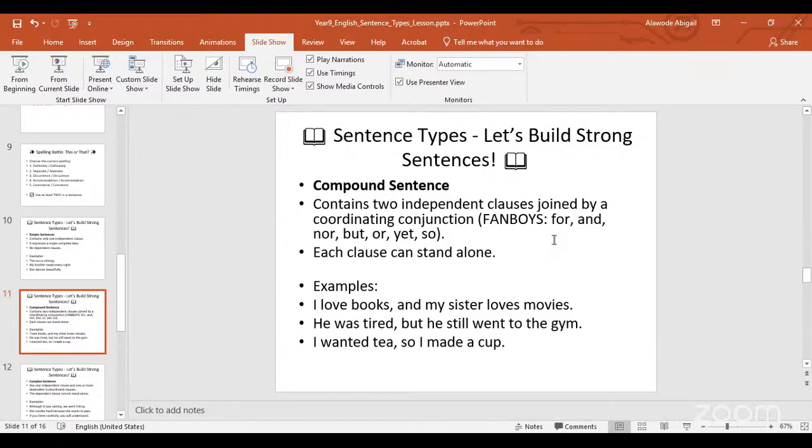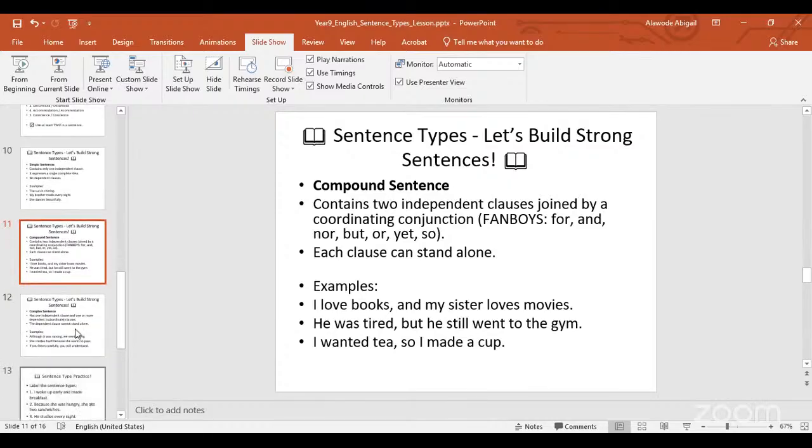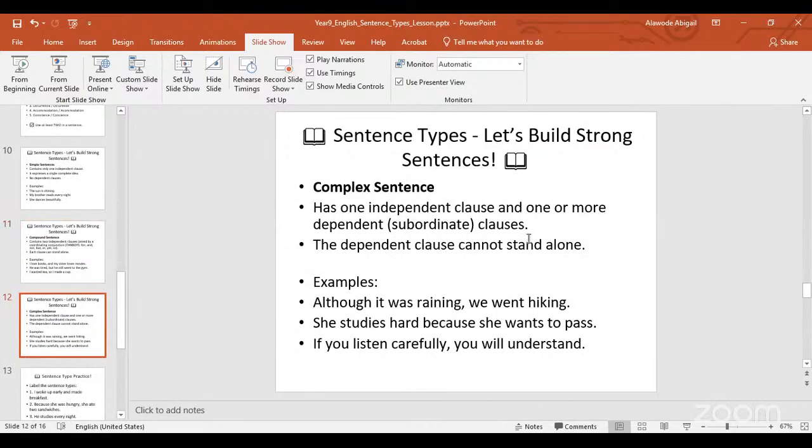So this is a compound sentence, pretty straightforward as well. Two independent clauses joined by fanboys. That's very easy to remember. So you can look out for fanboys when you're trying to find out what type of sentence it is. Okay, complex sentence. This one now gets a little complex, but not really. It's still pretty straightforward.